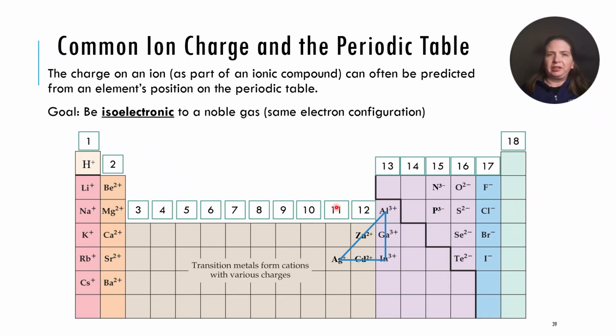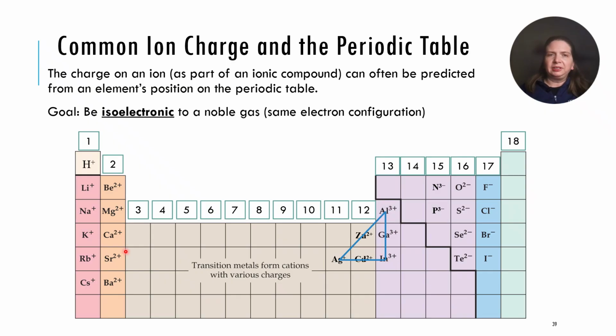Group 11 elements, such as silver, commonly form +1 ions. Group 12 elements commonly form +2 ions. And group 13 elements commonly form +3 ions. Notice how the number of elements in that column matches the charge of the ion.